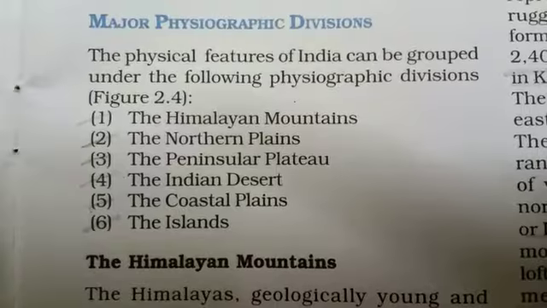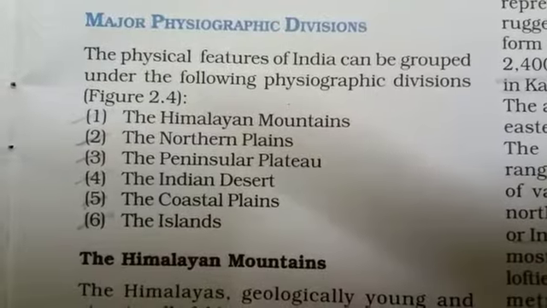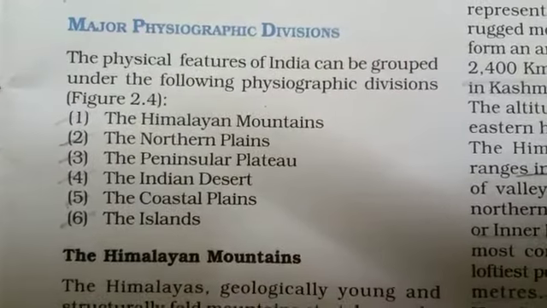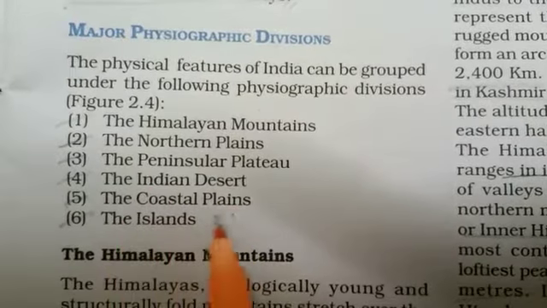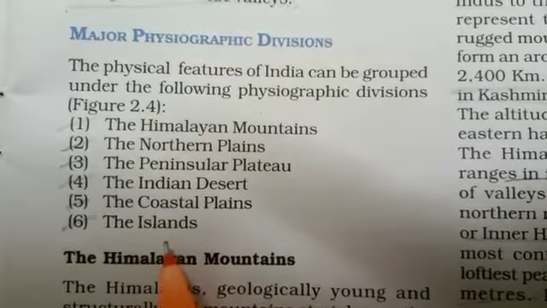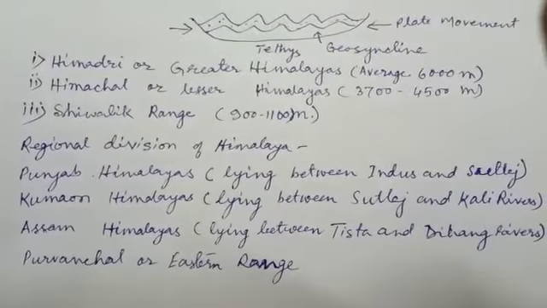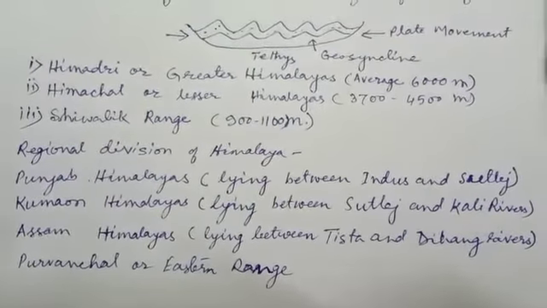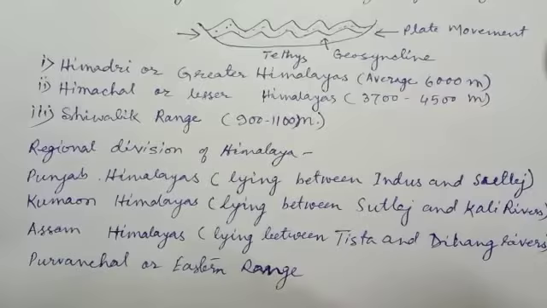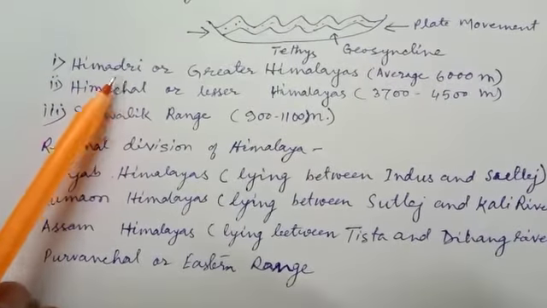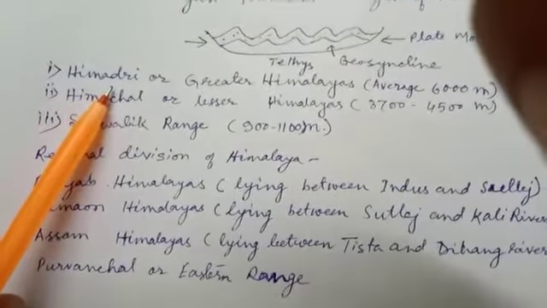Now look at this one, major physiographic divisions. India is divided into some major physiographic divisions like Himalayan mountains, then northern plains, then peninsular plateau, the Indian desert and the coastal plains, and lastly the islands. Now look at the major physiographic divisions of the Himalayan mountains. According to the height, the mountains are divided into three parts. First one is Himadri, which is called Greater Himalaya, and here the mountains have an average height of 6000 meters.